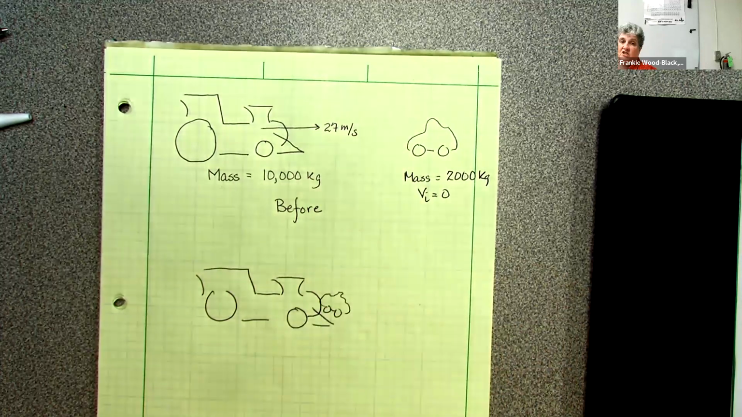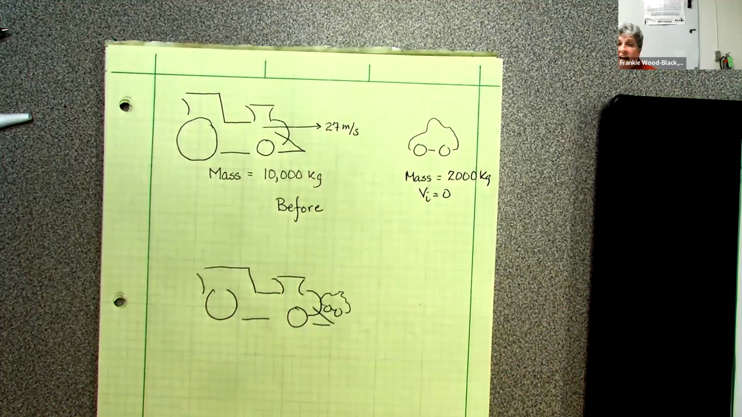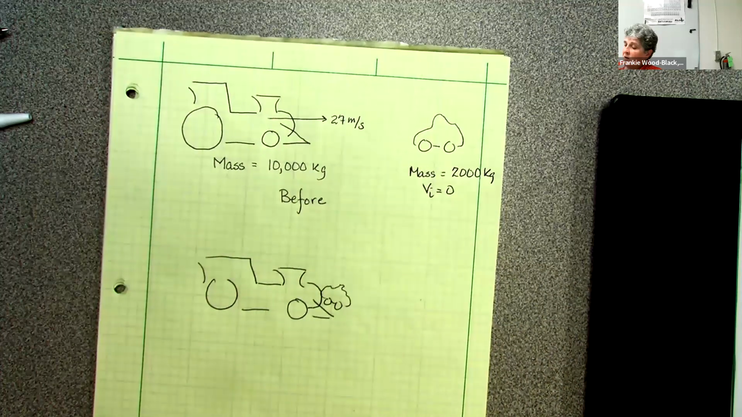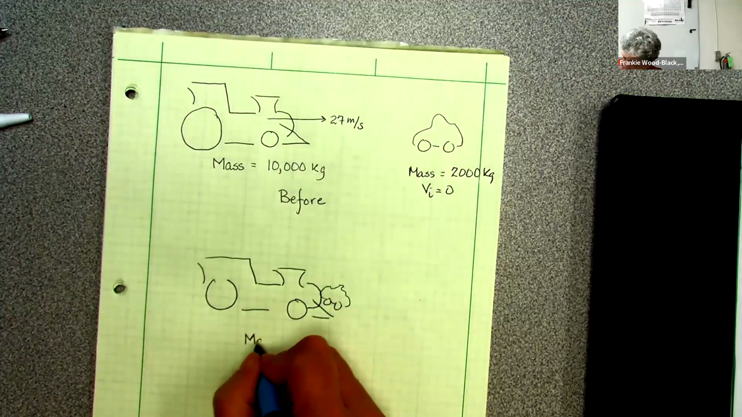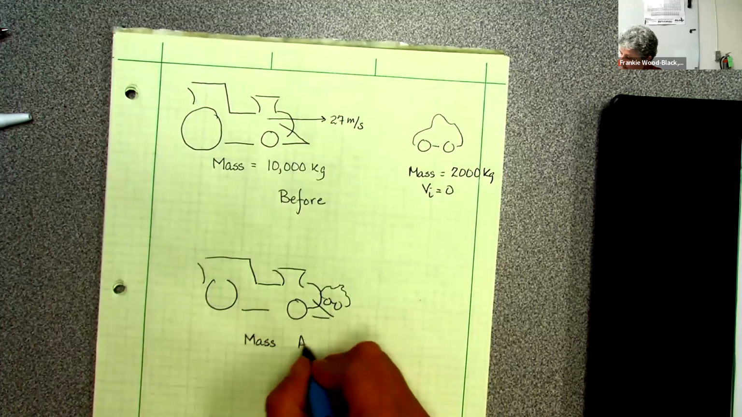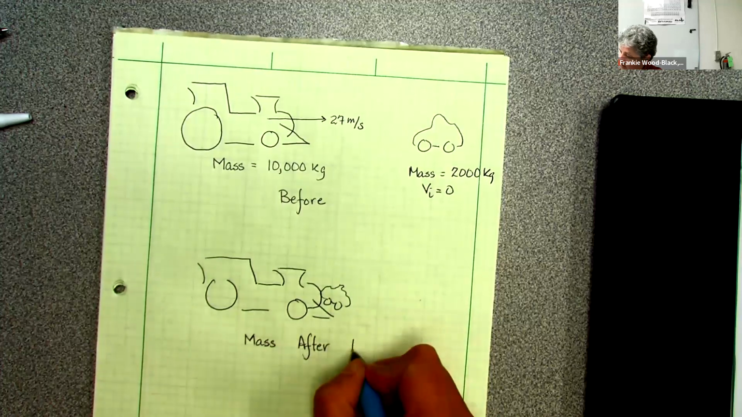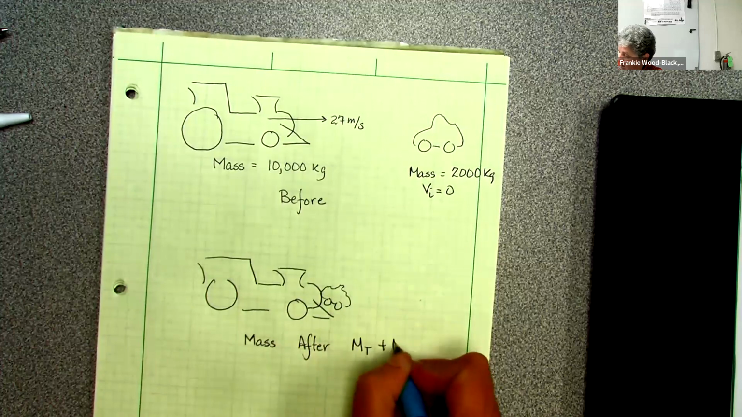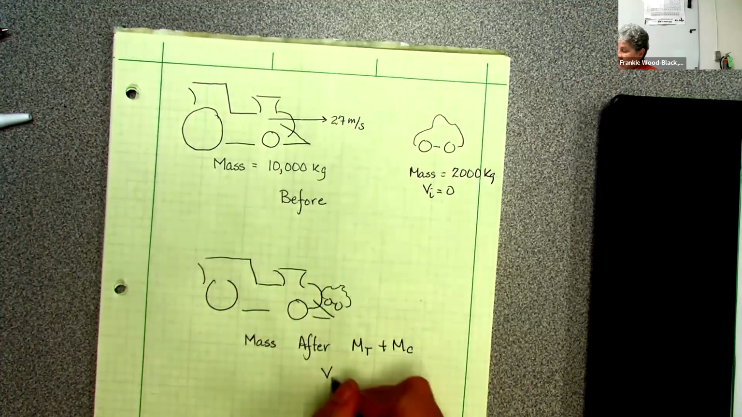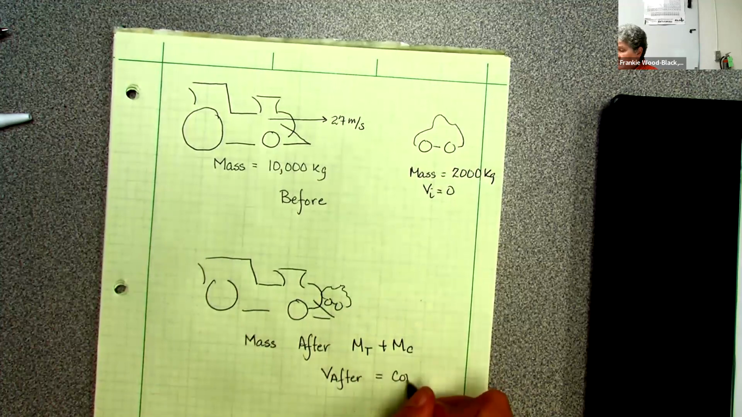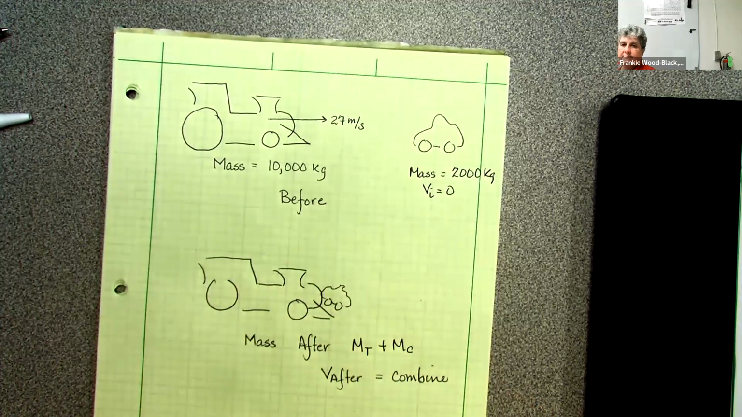We know the after situation is not really like that, but we're going to be nice to the little car. We're going to let it come up together. And so the mass after is equal to the mass of the train plus the mass of the car. And the velocity after is a combined value because these two things are now one object.